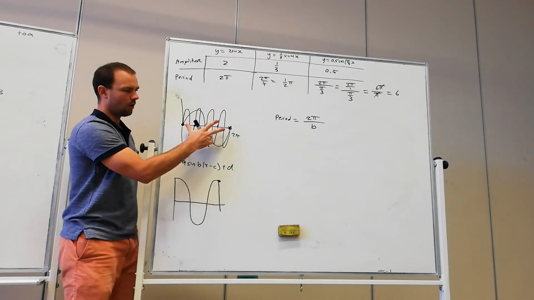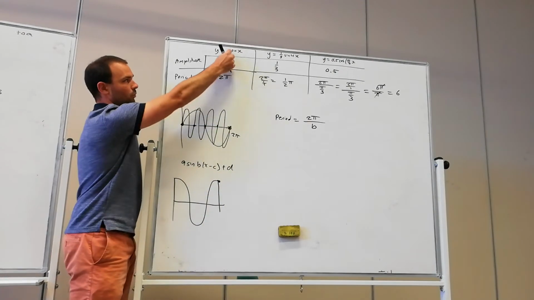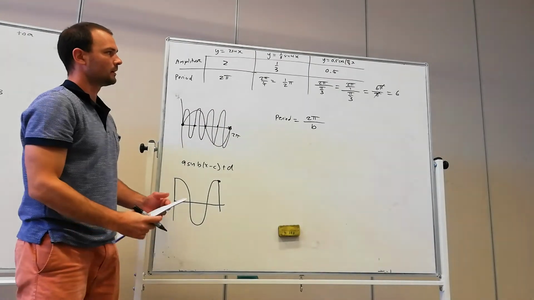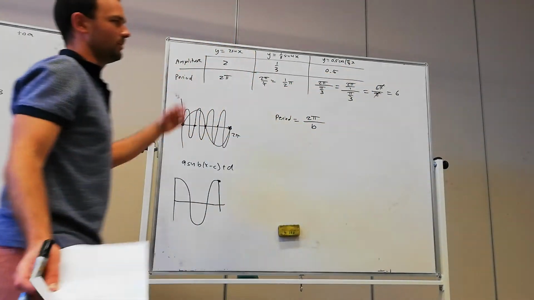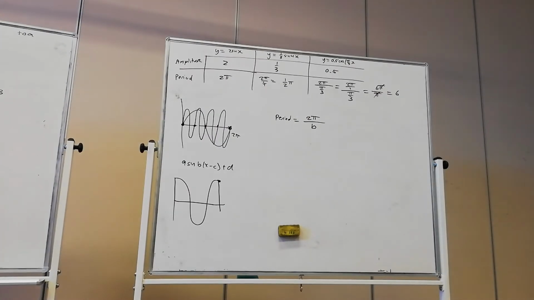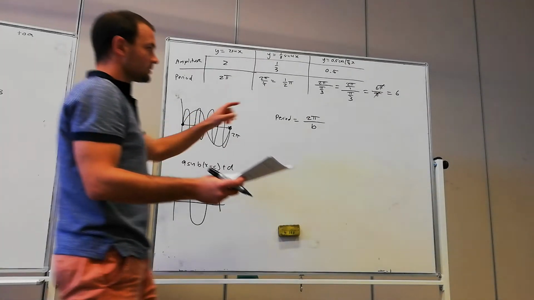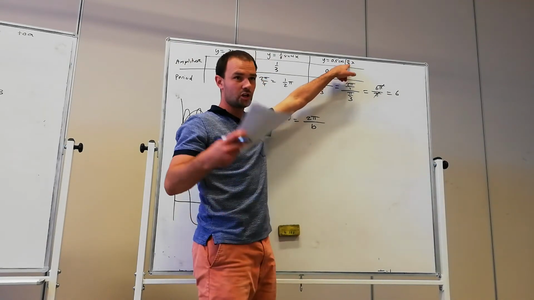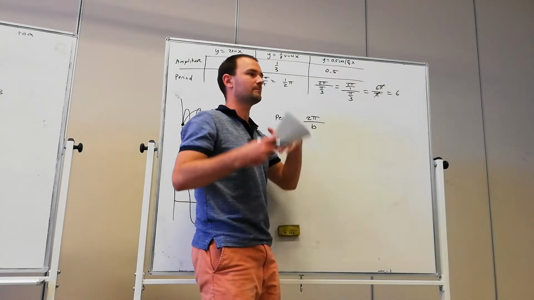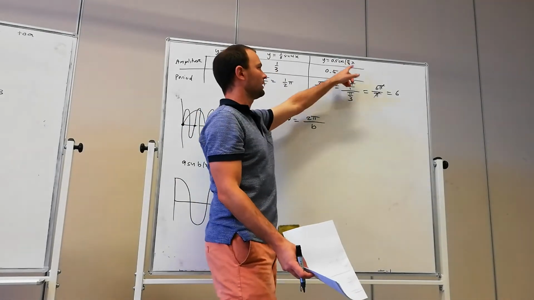So we've got 4 whole wavelengths in 2 pi compared with 1 whole wavelength in 2 pi. And here we have pi on 3 wavelengths in 2 pi. Remember, pi is just a number, 3.14. So if we have pi on 3, it's like 3.14 divided by 3. So it's just over 1. So it means we have just over 1 wavelength in 2 pi.